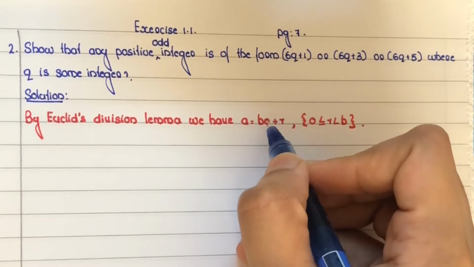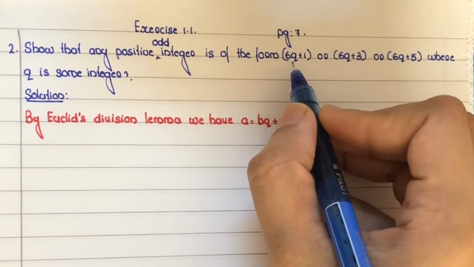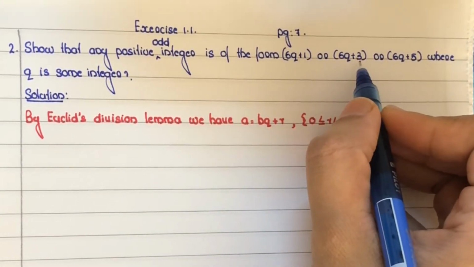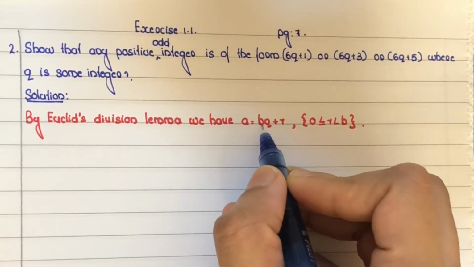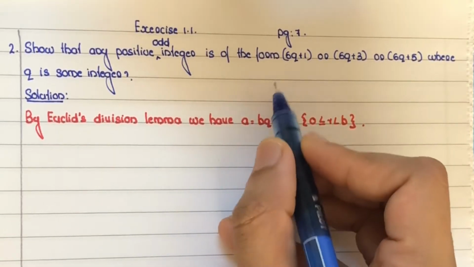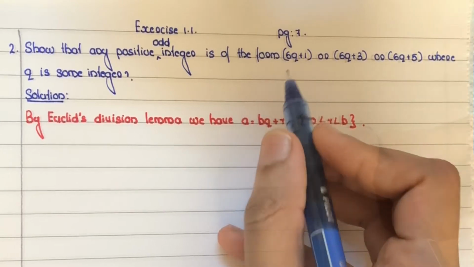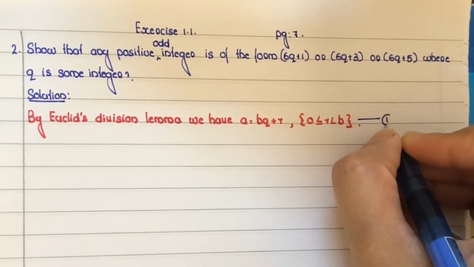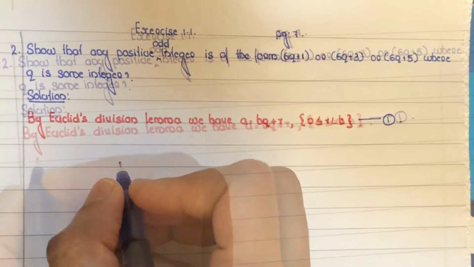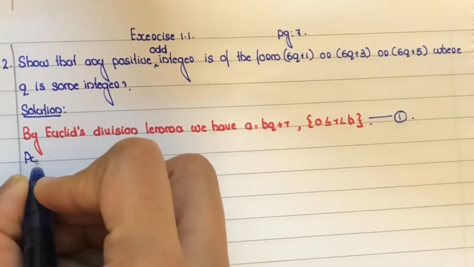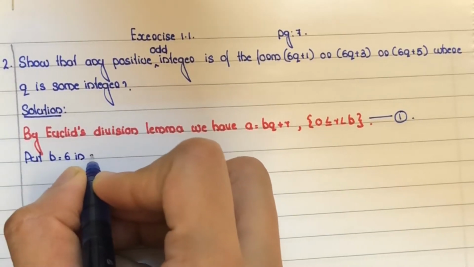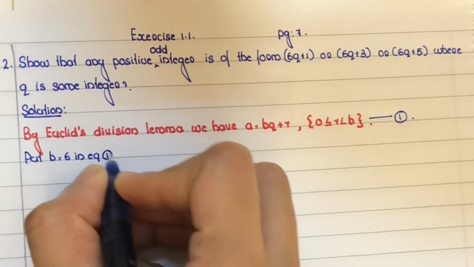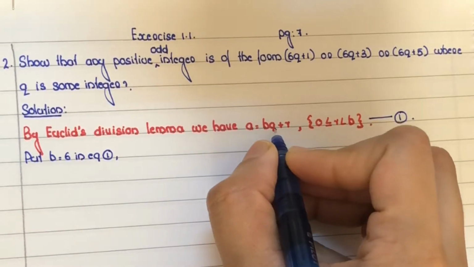Now compare both. Here it is given 6q plus 1, 6q plus 3, 6q plus 5. And a equal to bq plus r, 6q. So b is equal to 6. Consider this as equation number 1 and put b is equal to 6 in equation 1, which is a is equal to bq plus r.